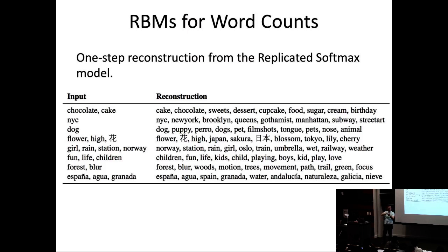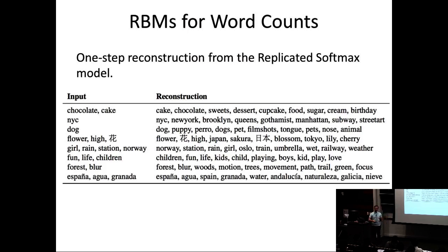You can think of what it's generating as a one-step reconstruction. So it's like a one-step contrastive divergence. So it generates things like cake, chocolate, sweet, dessert, cupcake, food, sugar, cream, birthday, which basically says that these are all words that are similar to the data. I like particularly this one. There is a flower, high, and then there's a Japanese sign, and then it generates flower, another Japanese sign, high in Japan, Sakura, a couple of other Japanese signs, blossom, Tokyo, and stuff. So it's capturing this notion of semantics, right, by just looking at co-occurrence.